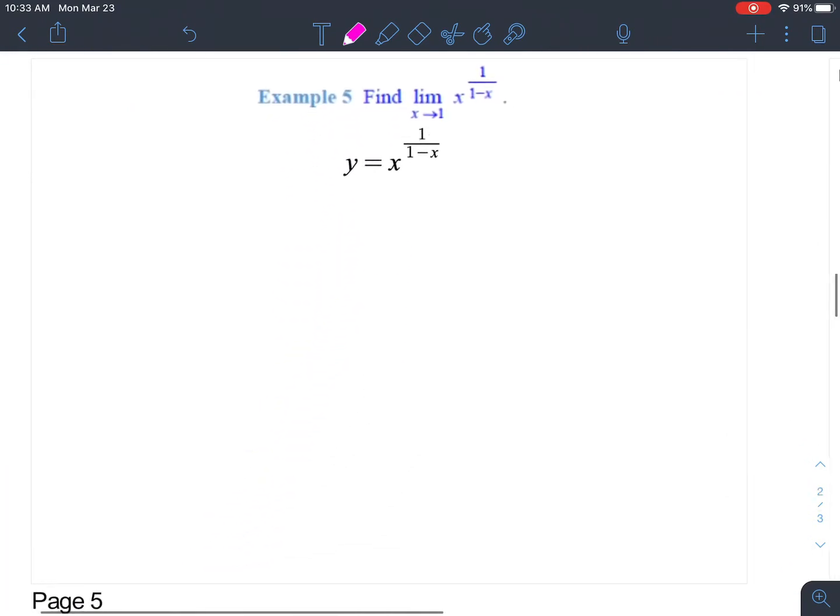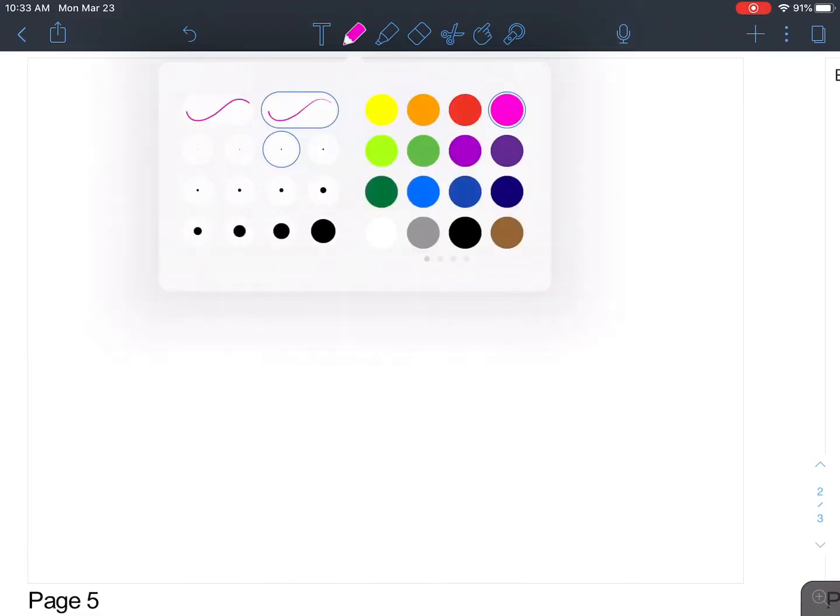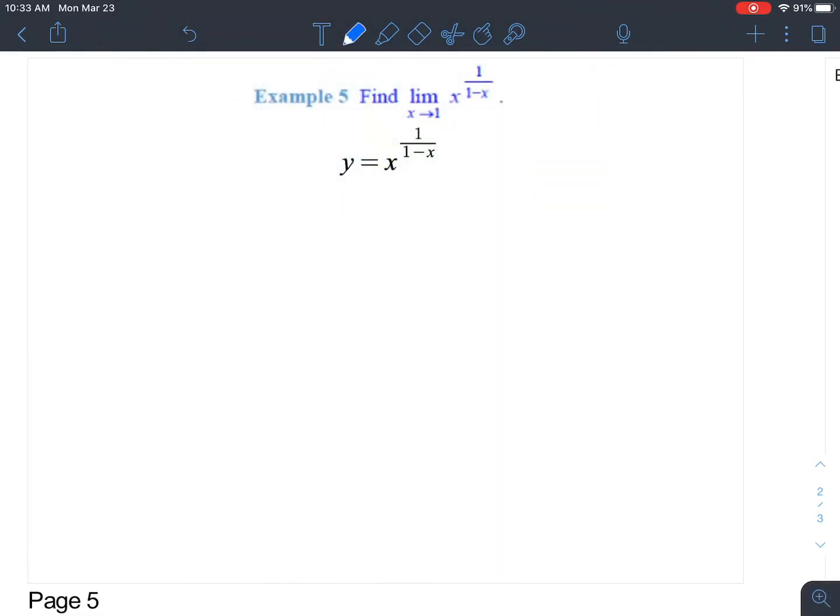Okay, so if that was a little confusing, hopefully these examples I'm going to demonstrate will be a little bit easier to understand. So we're going to start with this limit up here: limit as x approaches 1 of x to the power 1 over 1 minus x. Just like in the previous example, I'm going to start by rewriting it as an equation, y equals x to the power 1 over 1 minus x.